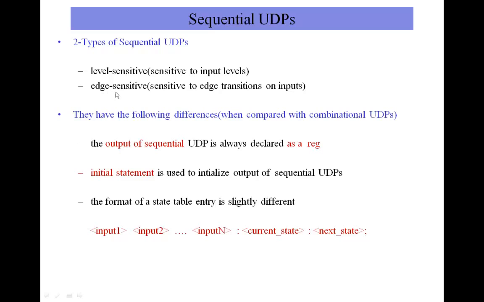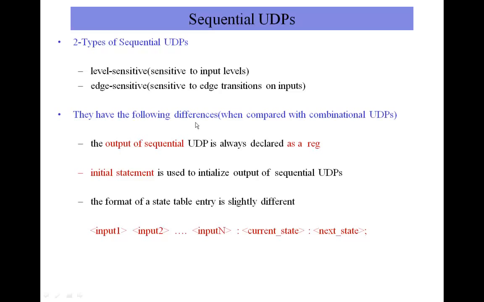So here edge behavior can be done. Here only level behavior can be done. In a description where we only do level sensitive behavior, it's called a level sensitive sequential UDP. In a description where we can have even edge sensitive behavior, it's called an edge sensitive sequential UDP. In subsequent slides, we will see examples.